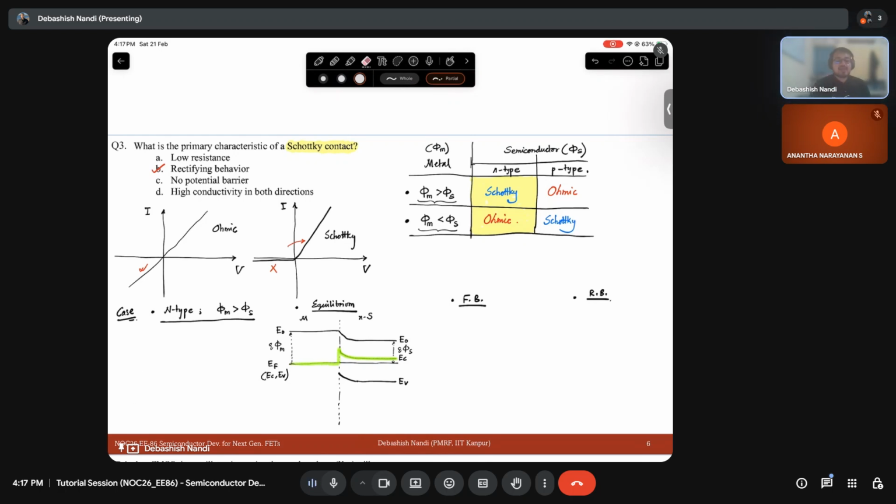Why am I concerned about EC? Because it is an N-type material, so more electrons, and electrons transport or move around in the conduction band, right? Whenever we talk about valence band, when you do this at home for P-type materials, you need to consider the valence band. Got it?